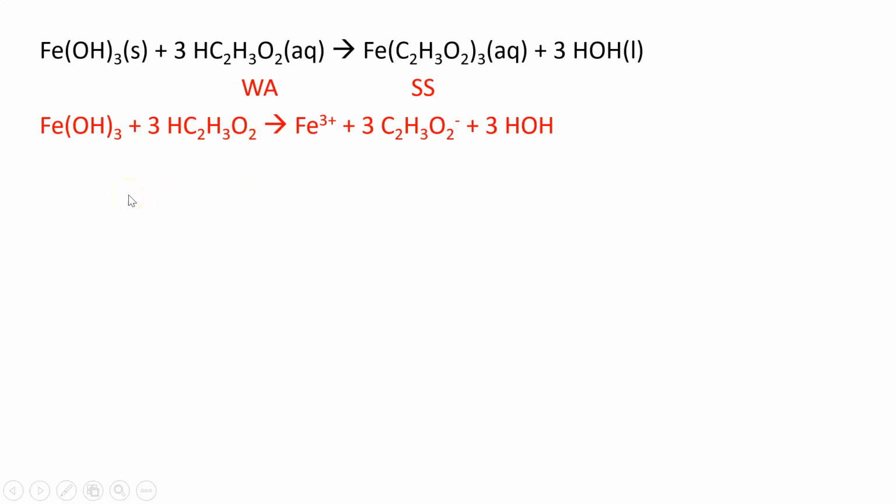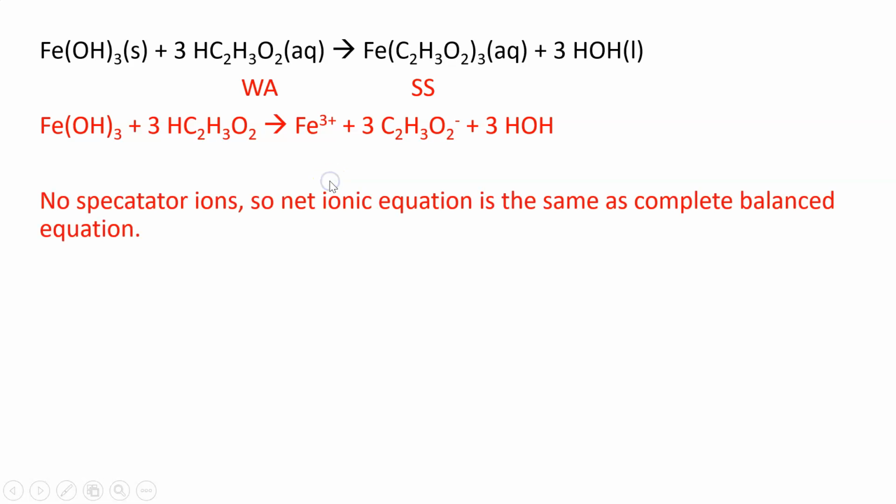Now I'm going to look for spectator ions. Well, there are actually no ions on the left side of the equation, so there are no spectator ions. If there are no spectator ions, the net ionic equation is the same as the complete ionic equation, which is what we have written here.